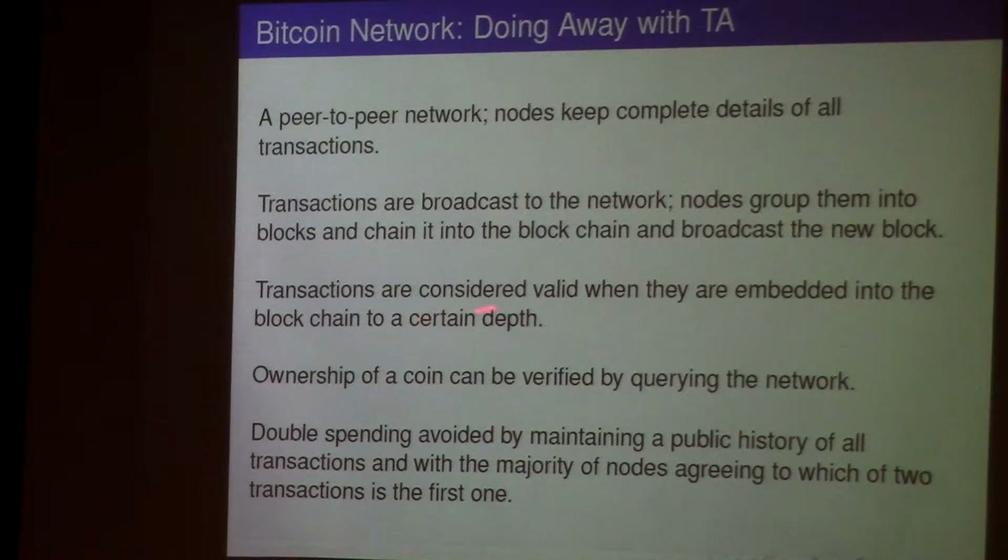So transactions are considered valid when they are embedded into a blockchain of a certain depth. They are not immediately considered valid. And ownership of a coin can be verified by querying the network. If you query the network, you get to know who is the current owner. Double spending is avoided by maintaining a public history of all transactions, and a majority of nodes agreeing on which of the two transactions is the first one.